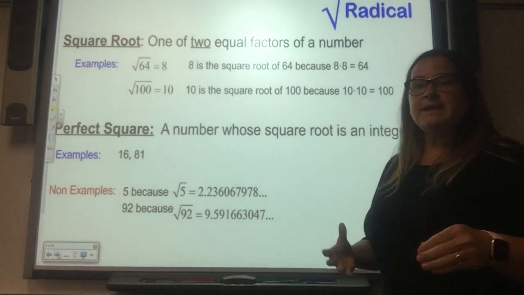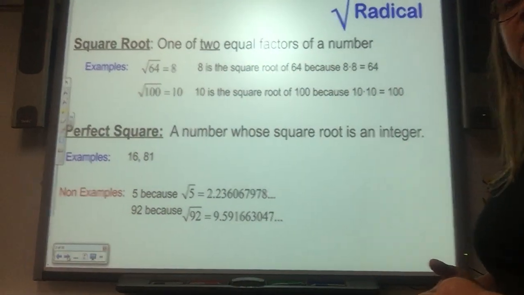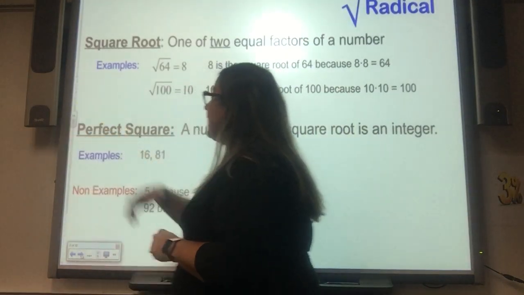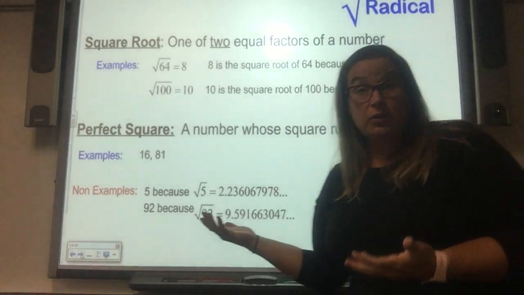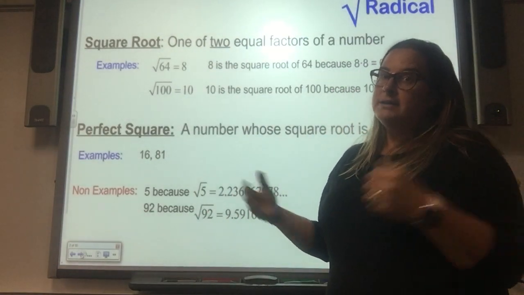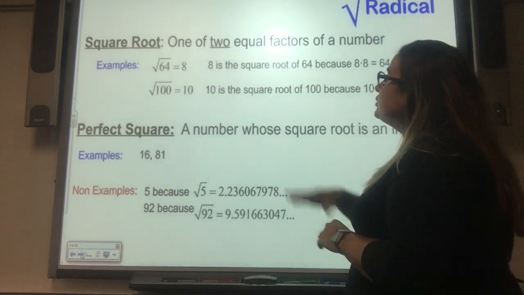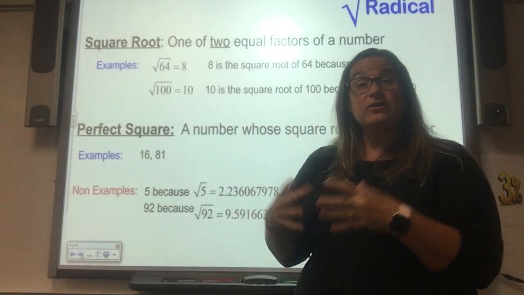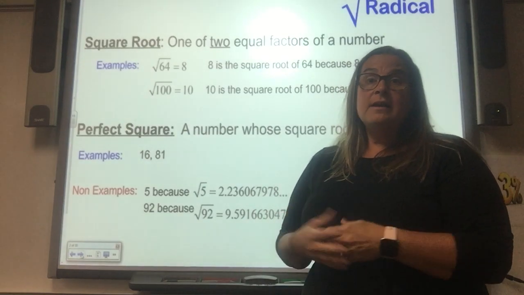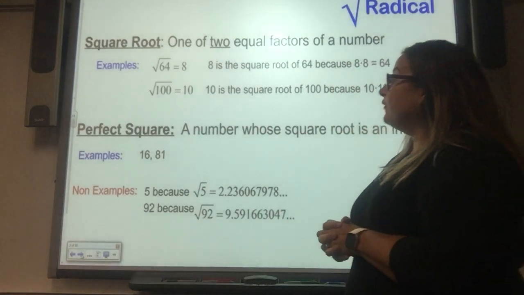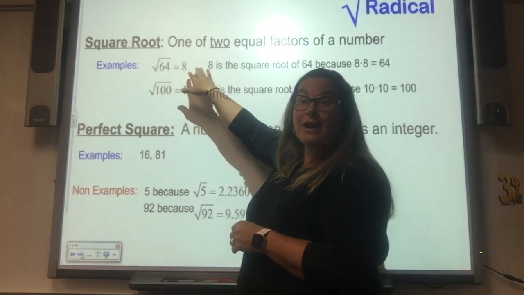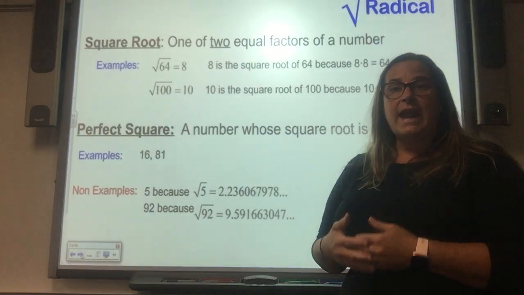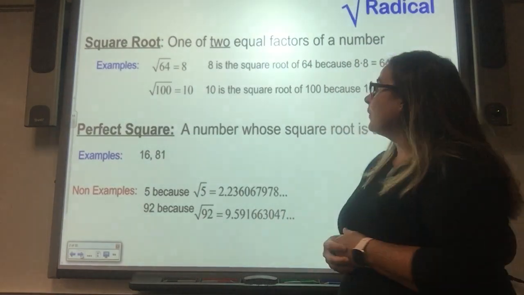The first thing we're going to be talking about today is going to be square roots and perfect squares, okay? Now you may or may not have heard these terms before, and I'm going to assume that you haven't, so that if it's been a long time ago, we're going to refresh your memory. A square root is one of two equal factors. Factors are what you multiply together to get a number. So for example, the square root of 64 is 8, because 8 times 8 is 64. So 8 is the square root of 64.